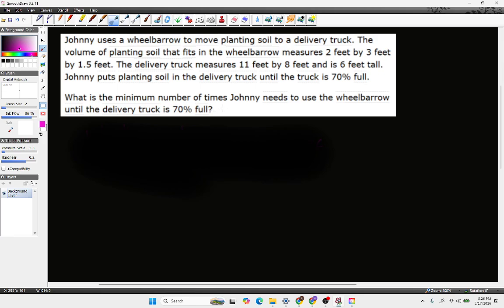Okay, so we have some large delivery truck, and we'll say this is the container for that delivery truck. Here's the truck, and this space is 11 feet by 8 feet by 6 feet, which gives us a volume, we'll say VT for volume of the truck, of 11 times 8 times 6.